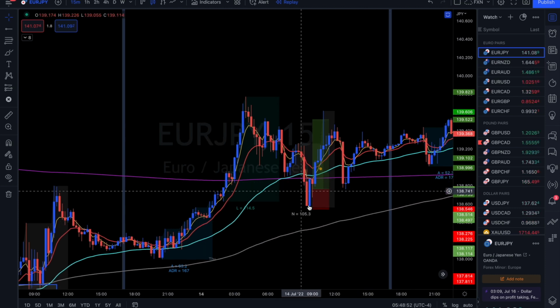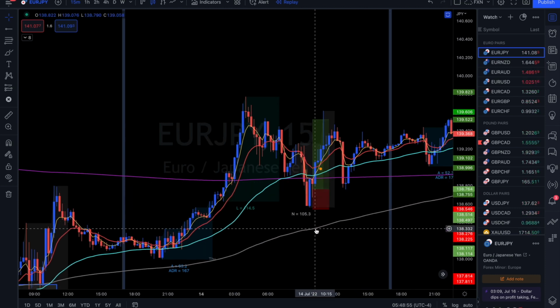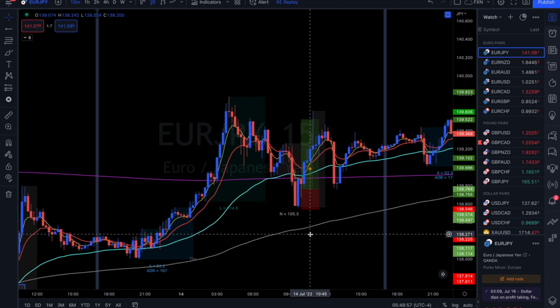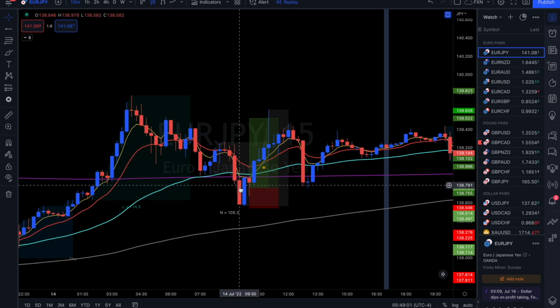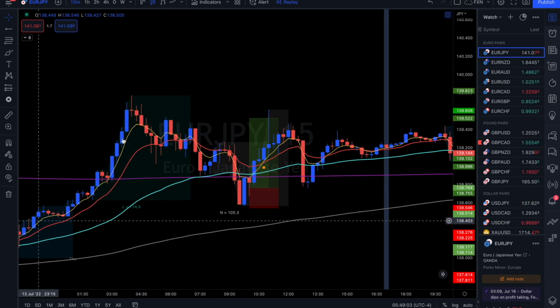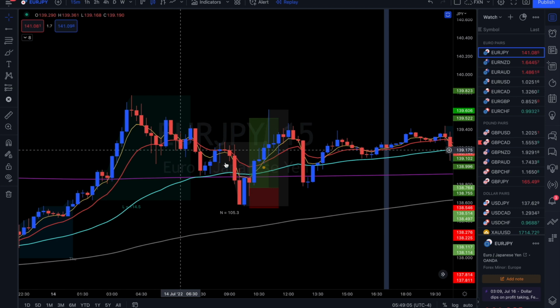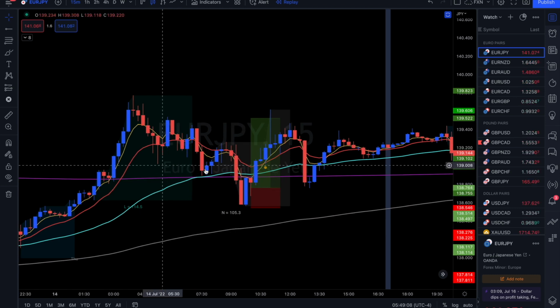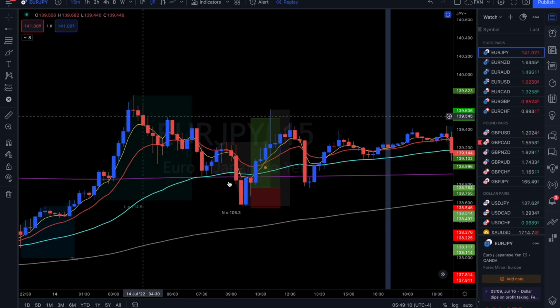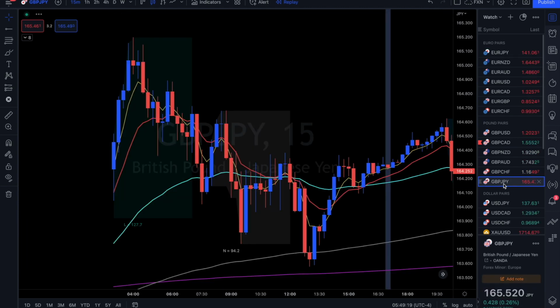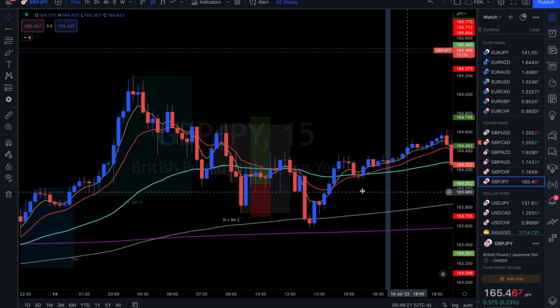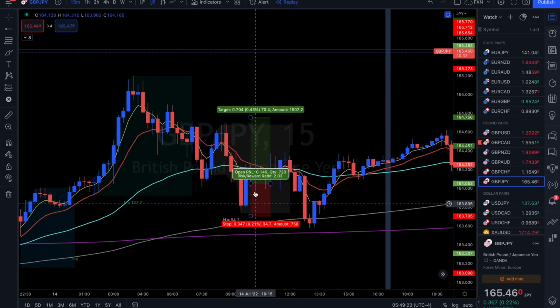Again, we were looking for continuation trades in the US session. This was in the US session. You could see the big move during London, and then the deep pullback. Now, as you can see, all of these pairs did a deep pullback, but not all of them were exactly the same. So again, if you look at pound JPY, it did a deep pullback, but look what ended up happening.